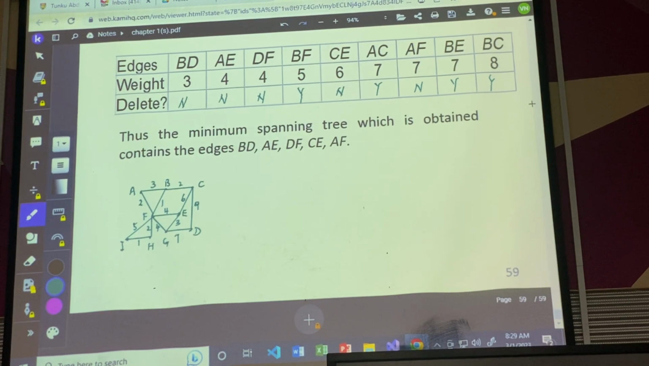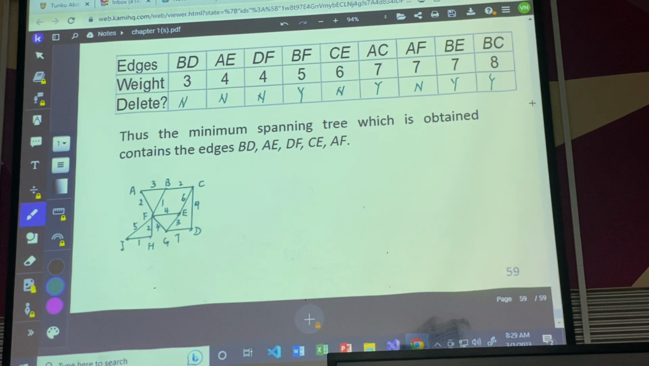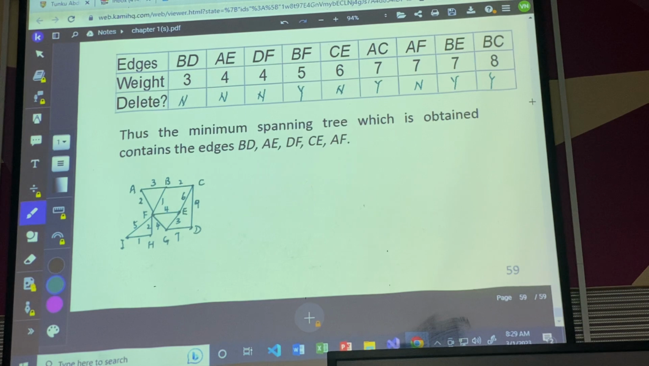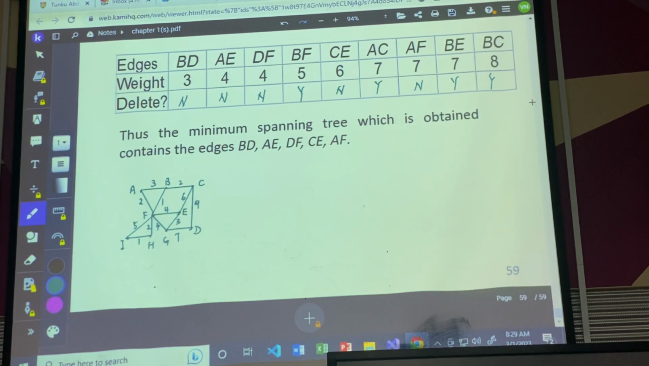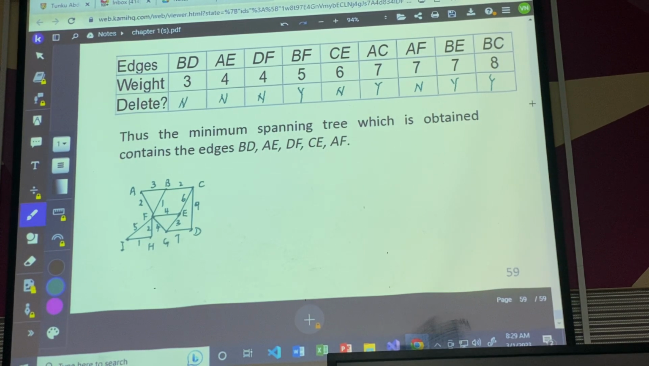How many edges do you get? So you have 8 edges. So the table for this one, if you follow this in ascending order, right?